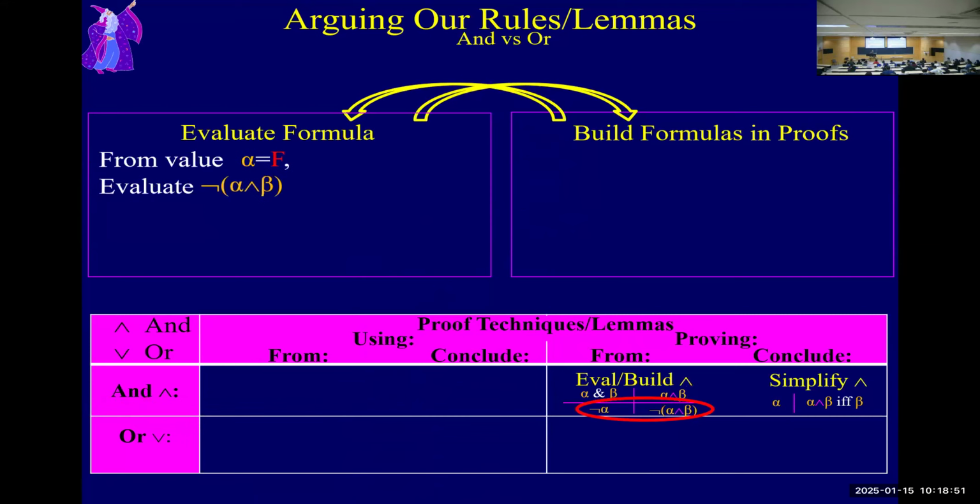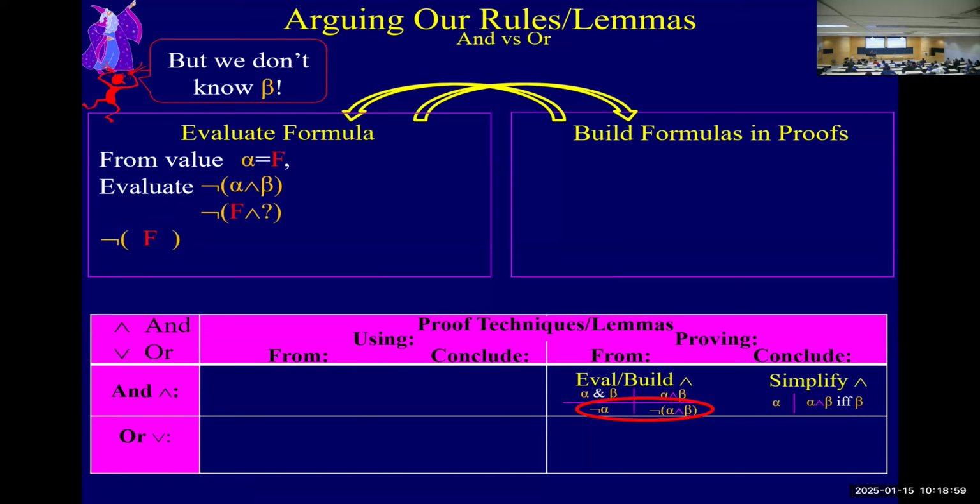Now, this is the one you asked about. Well, no, not quite yet. If I say alpha is false, I don't know beta, but I can still evaluate the NOT of the AND to be true. People see this? If alpha is false, then the AND is false. So the NOT of the AND is true. And that's why we write this down.